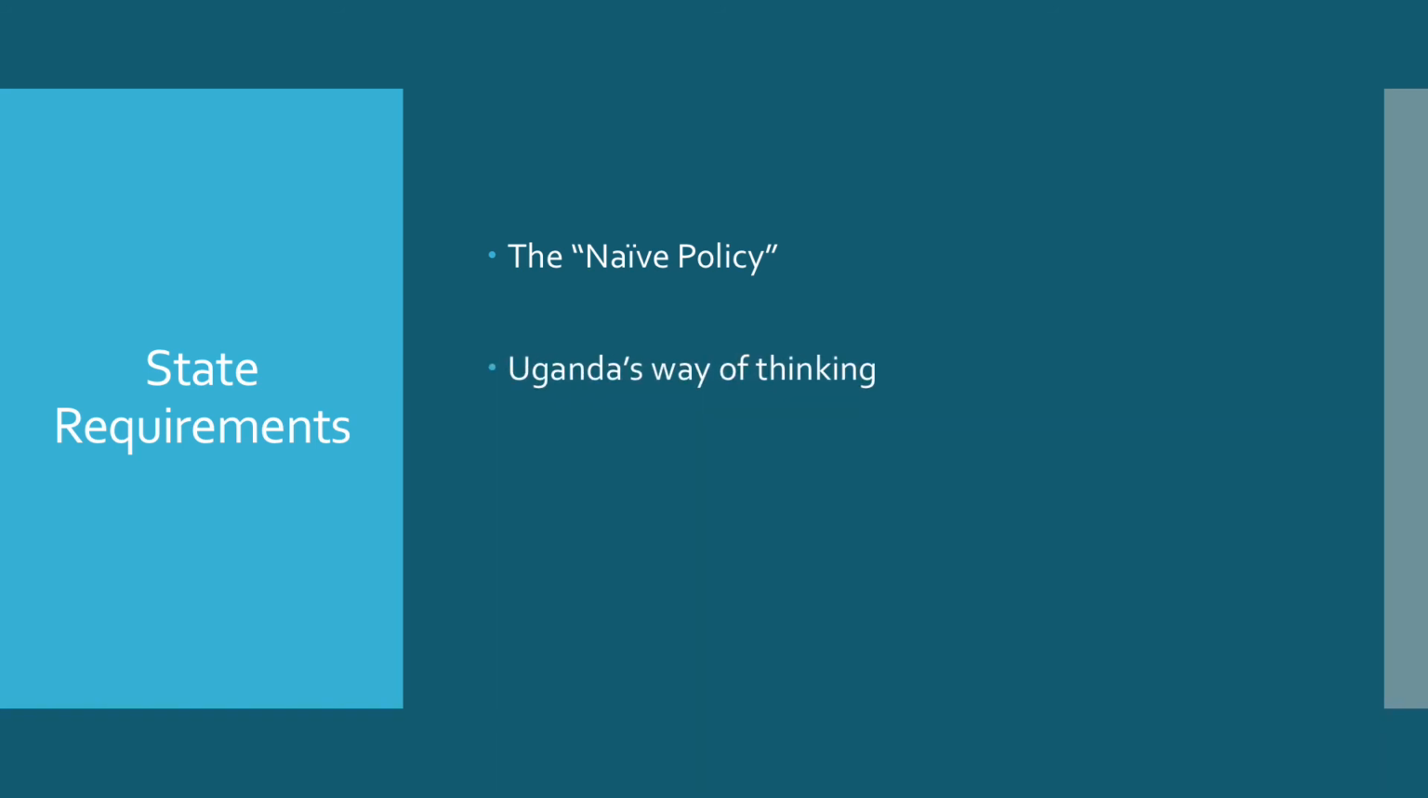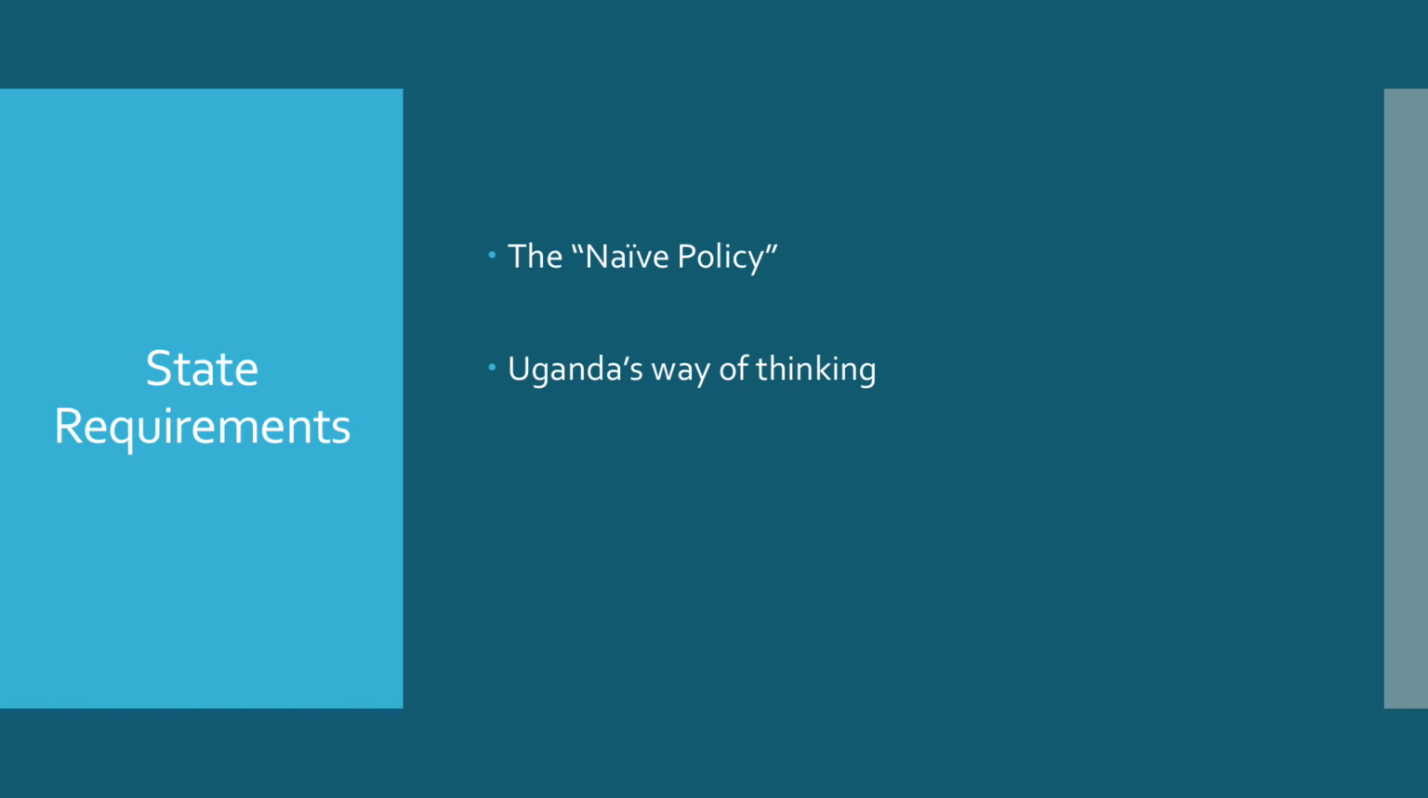The third and last reason why international adoptions have declined are because of state requirements. One requirement in particular that I would like to talk about is the naive policy. This policy believes that children belong in the state that they were born into. The policy also explains that children should only be domestically adopted from inside their own state. One example of this would be Uganda. Uganda has put in a 1-year residency requirement for international adoption.